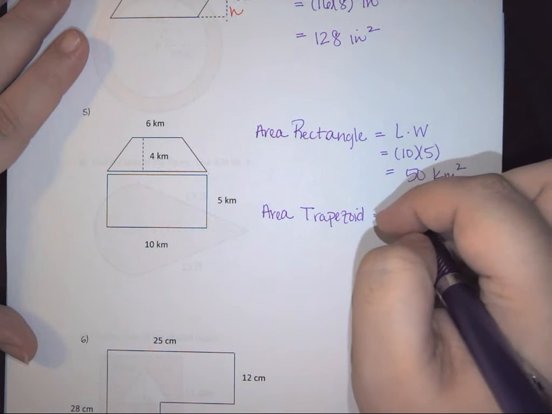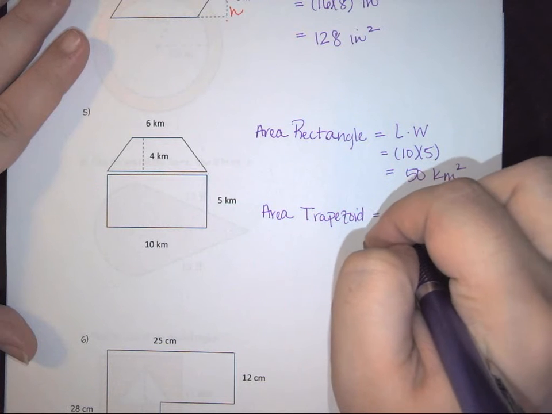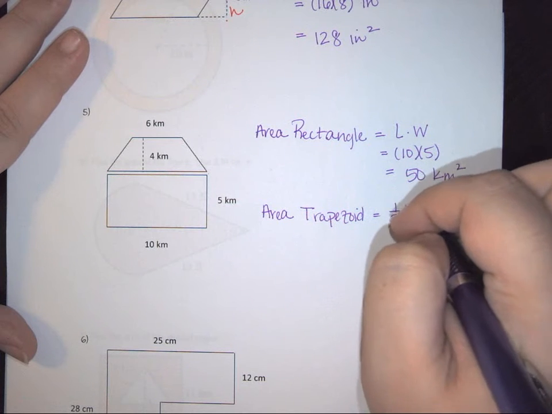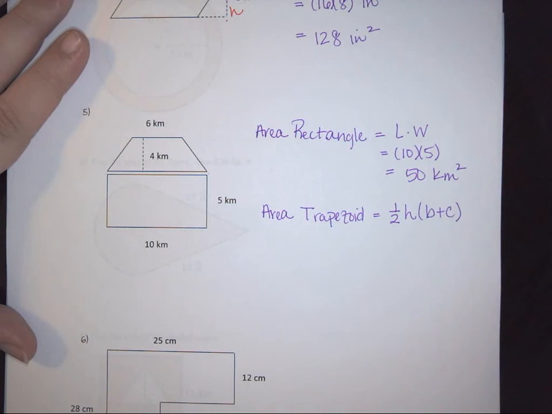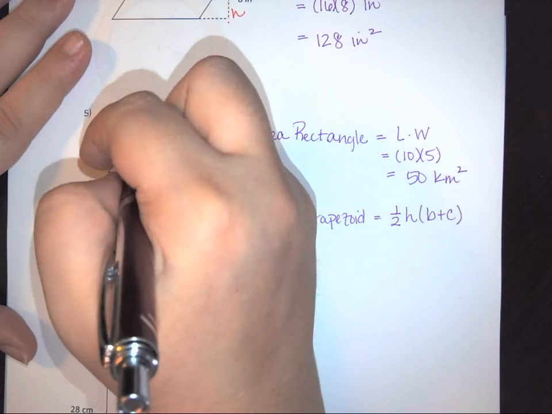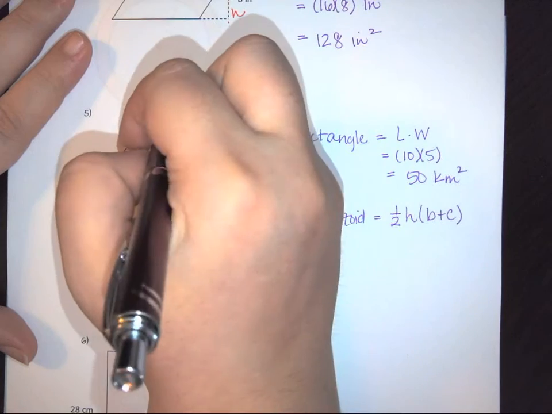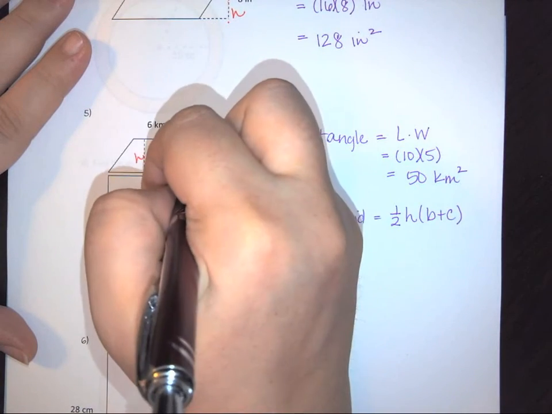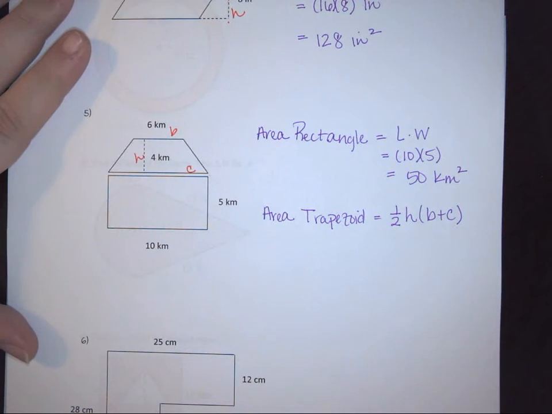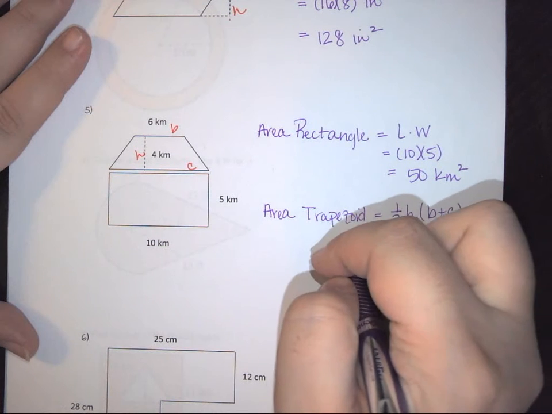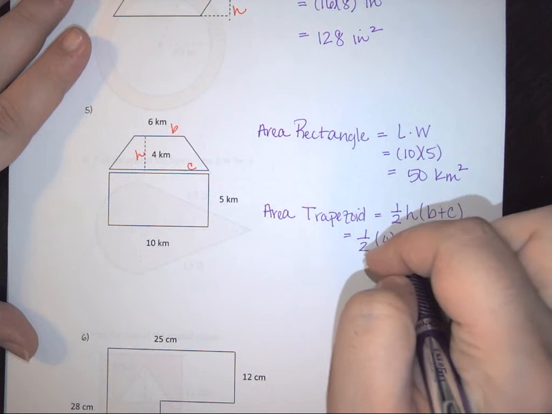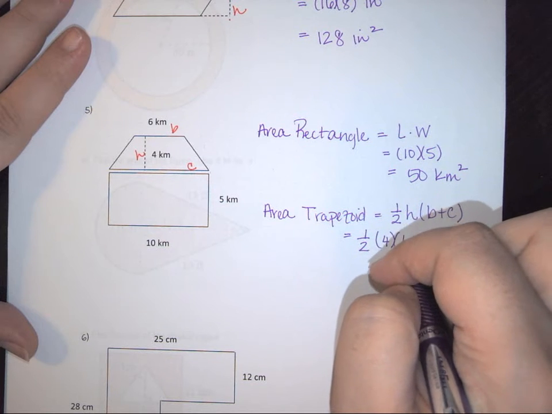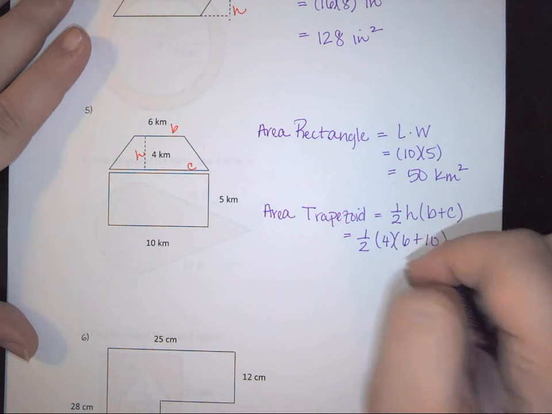Again, the area of the trapezoid is going to be 1/2 height times b plus c. So again, if we take a look at it, the vertical is your height, the small is your top, the large is your bottom, b plus c. So in this case, we're going to do 1/2 times 4 times 6 plus 10.